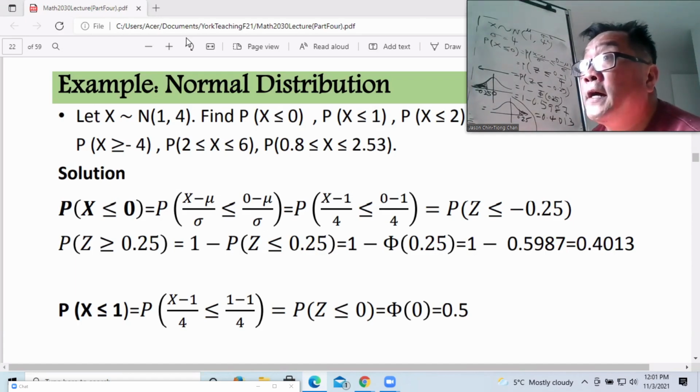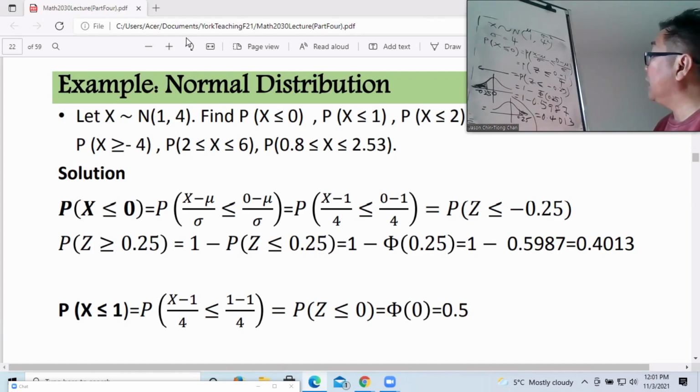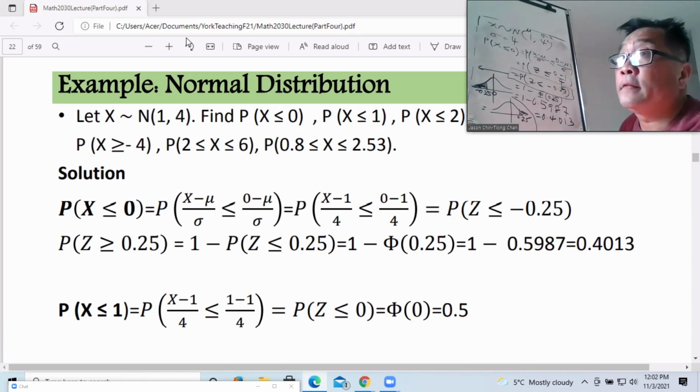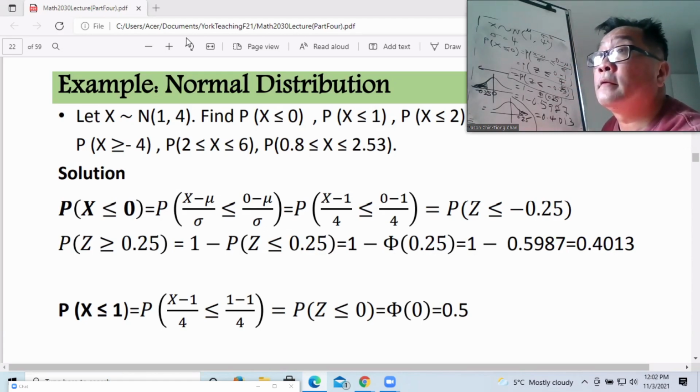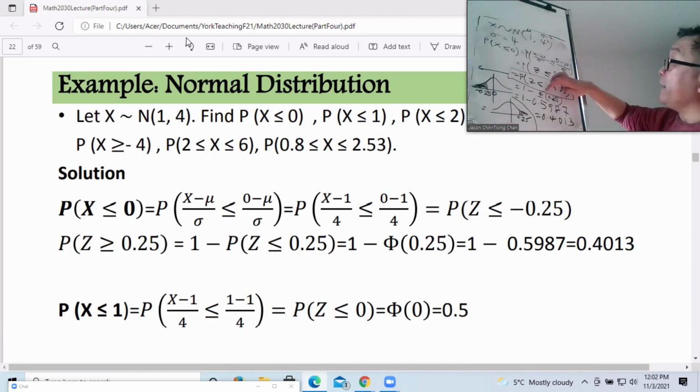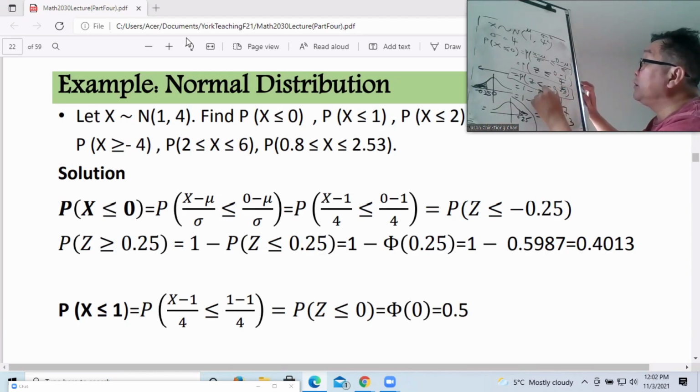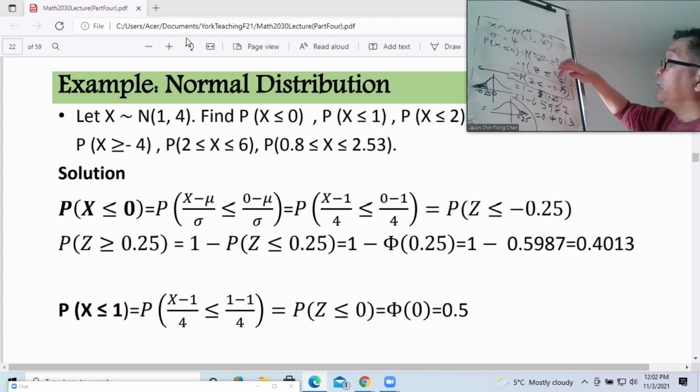But 0.25 is being multiplied by what? Okay, this one we can use the table to get the answer. Unfortunately, our table does not have negative. This symbol means we want to use the Z table. Once we get the Z value, then we can use a Z table.